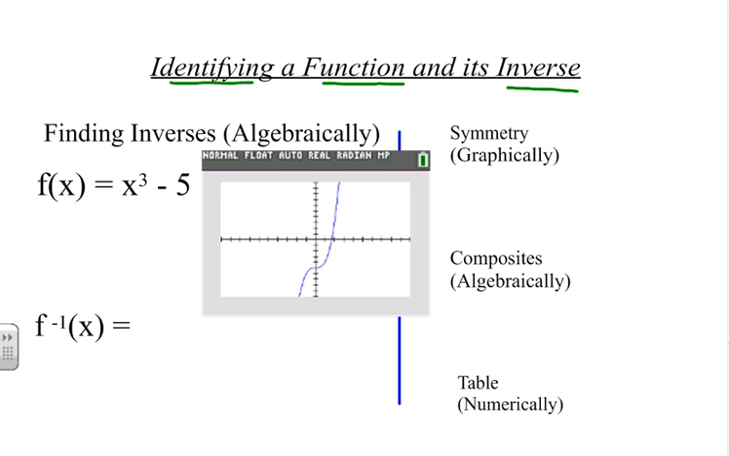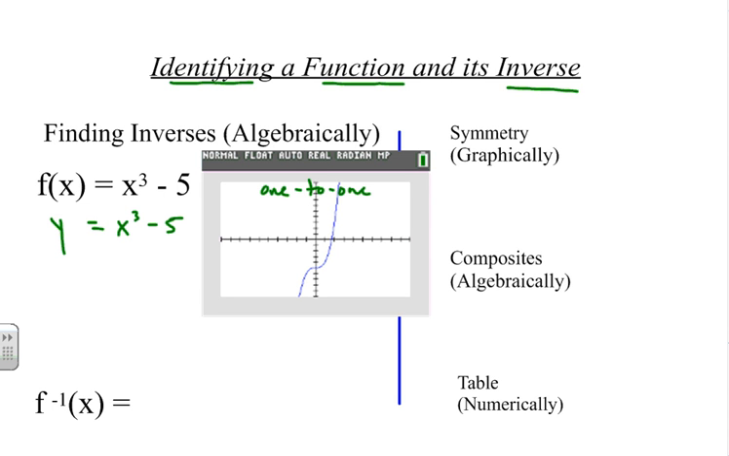And because it is one-to-one, what we can do now is find its inverse. If you recall from past tutorials, there's a three-step process. We first write this out as y equals x cubed minus 5. Now we need to switch the x and y values, so we have x equals y cubed minus 5. And now we're going to solve for y.